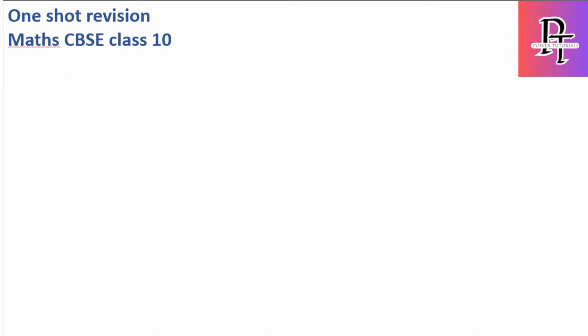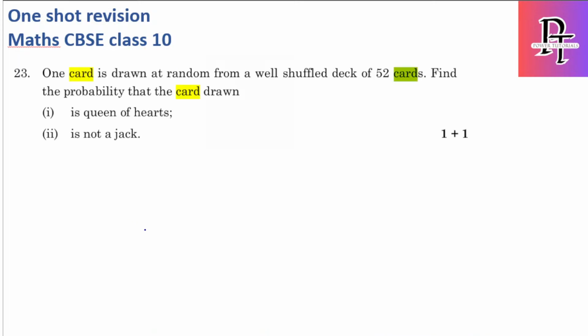Let's go to the next question. A card is drawn at random from a well shuffled deck of 52 cards. Find the probability that the drawn card is a queen of hearts. It's an easy question. Again, total first, which is 52. There is no shuffling or removal of anything. So total is 52.